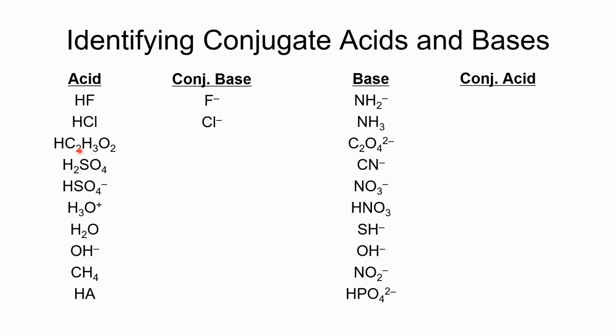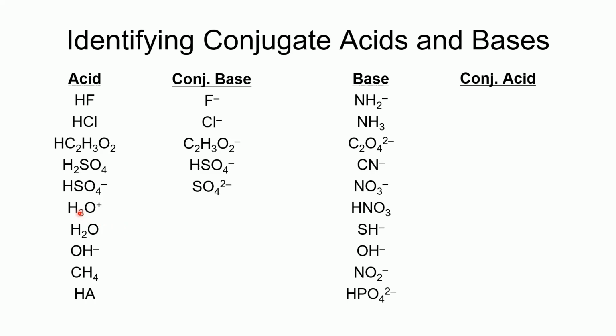This is acetic acid, and if you remove that hydrogen, you will get the acetate ion, which is just C2H3O2 -1. With sulfuric acid, now sometimes people will make a mistake on this one. They'll try to remove both hydrogens at once. We do not want to do that. We're going to remove just one of those hydrogens, and when we do, we will get HSO4 minus. HSO4 minus is actually still a pretty good acid, and if you remove the H plus from it, you will get sulfate, SO4 2 minus.